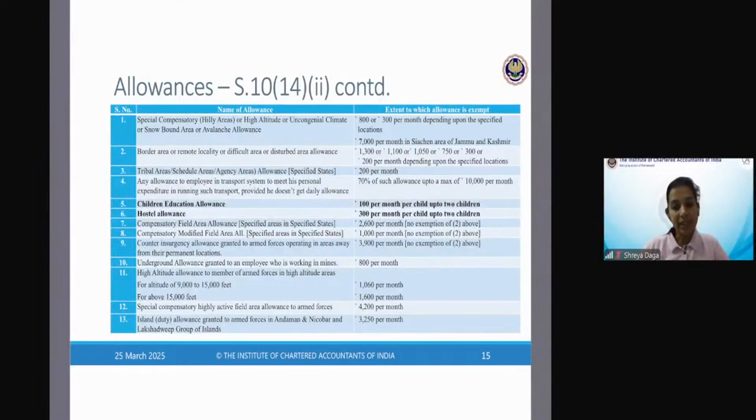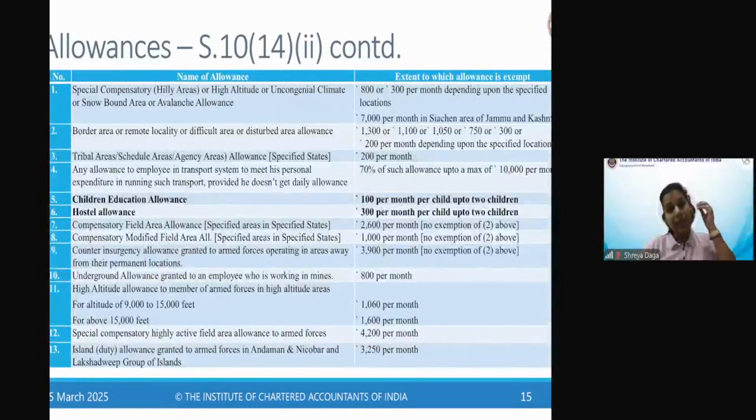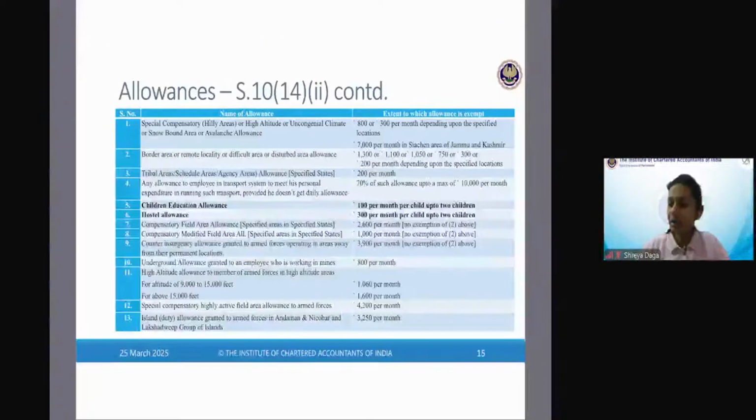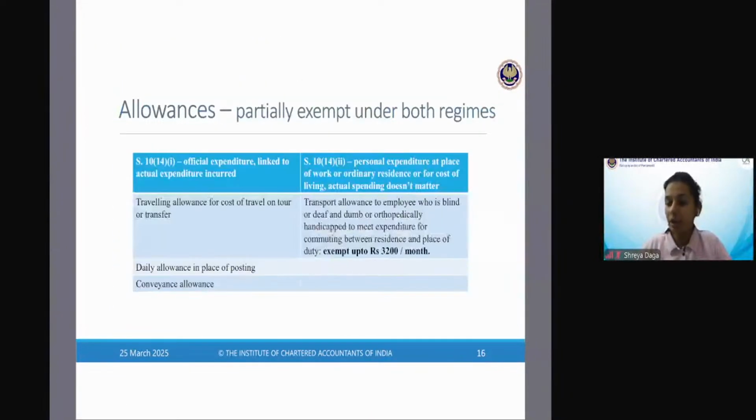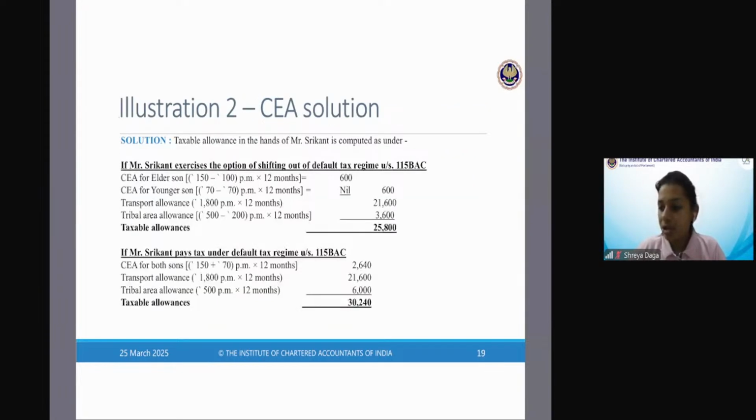There also they said in certain regime, it is exempt, but in certain regime, it is still taxable. So there were differences in the treatments. I'm not generalizing anything because there are different things about different things. So you have to read in detail, go back to see where it is what. Okay, and we did a solution on children education allowance.